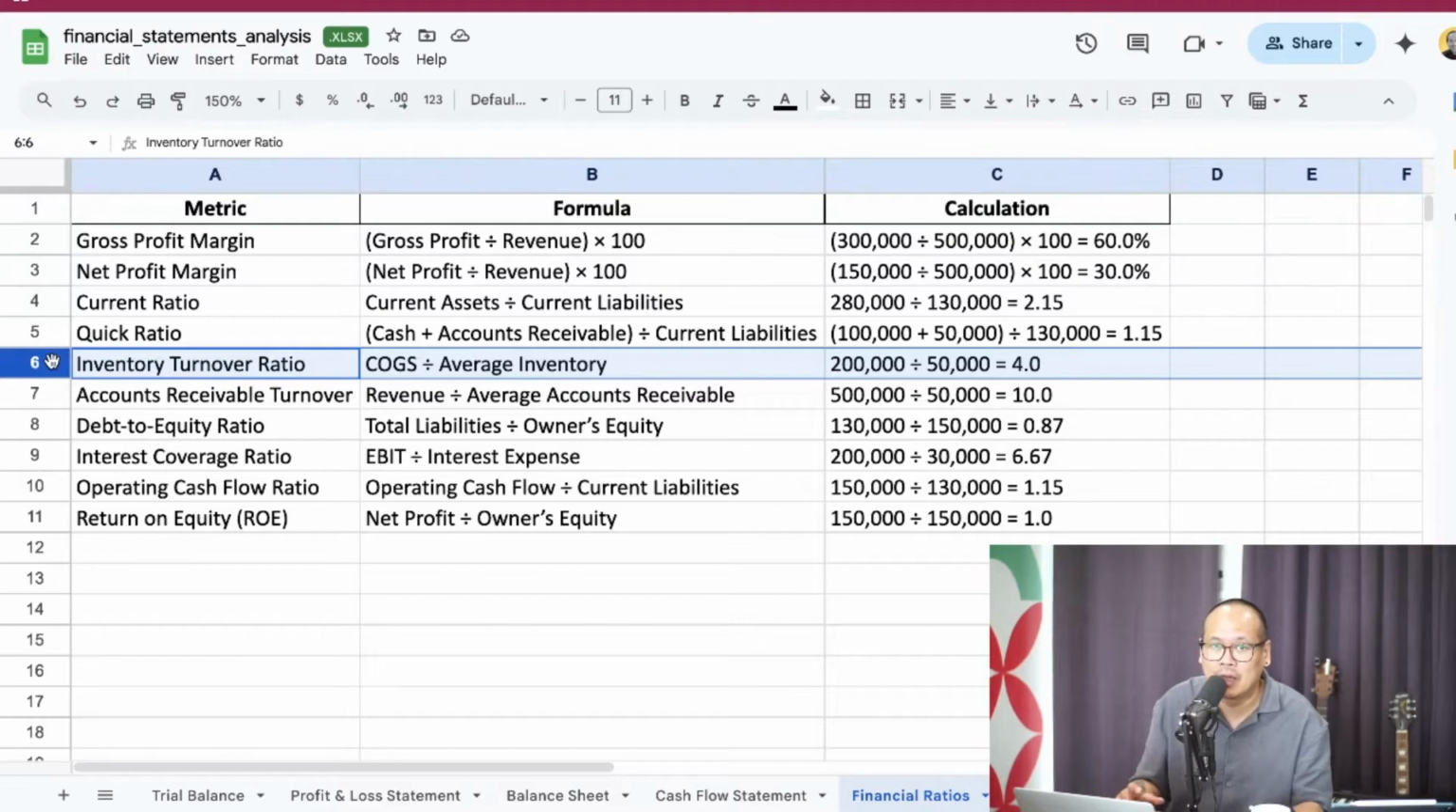By the way, to get the average inventory, you add the ending inventory of the year and the beginning inventory of the year. The sum should be divided by 2. That's your average inventory for the year.